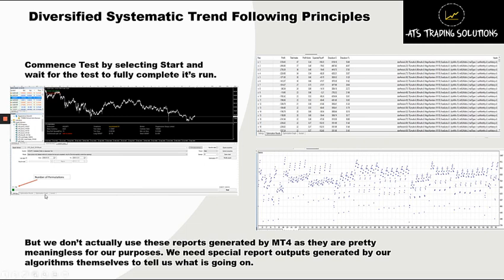You can also select the optimization graph and see how the progress is running. Each one of these blue dots represents a completed pass over the 20-year history of one of the assigned permutations. And we also can click on the optimization results, which show the results per combination tested through the MT4 reporting functionality. But we don't actually use these reports generated within MT4 as they are pretty meaningless for our purposes. We need special report outputs generated by our algorithms themselves to tell us what is going on.